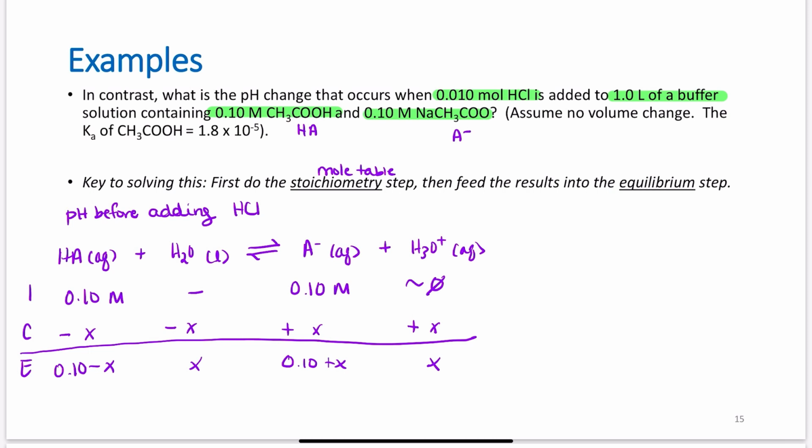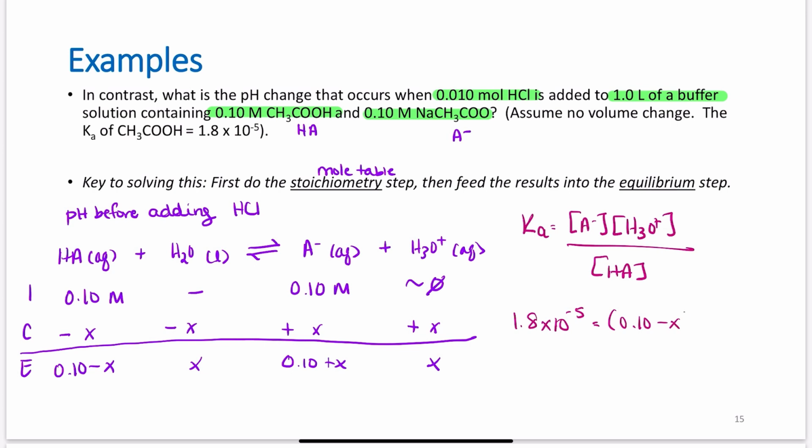Set up your Ka expression: A minus, H3O plus, and HA. I know that my Ka is equal to 1.8 times 10 to the minus fifth, and this is equal to 0.10 plus x times x divided by 0.10 minus x.